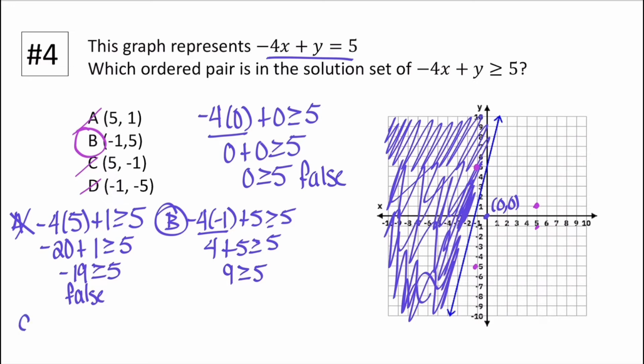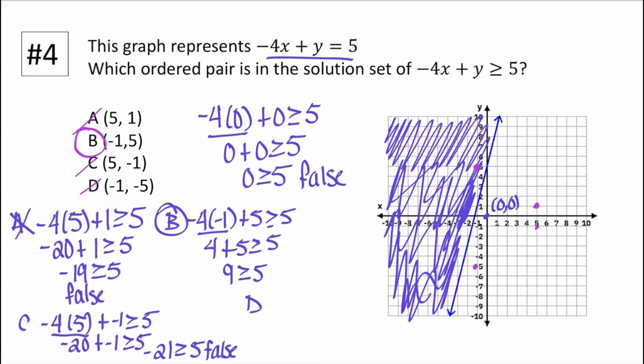If I plug in C, I get negative 4 times 5 plus negative 1 is greater than or equal to 5. Negative 4 times 5 is negative 20. Negative 20 plus negative 1 is greater than or equal to 5, which is saying negative 21 is greater than or equal to 5, which is false.